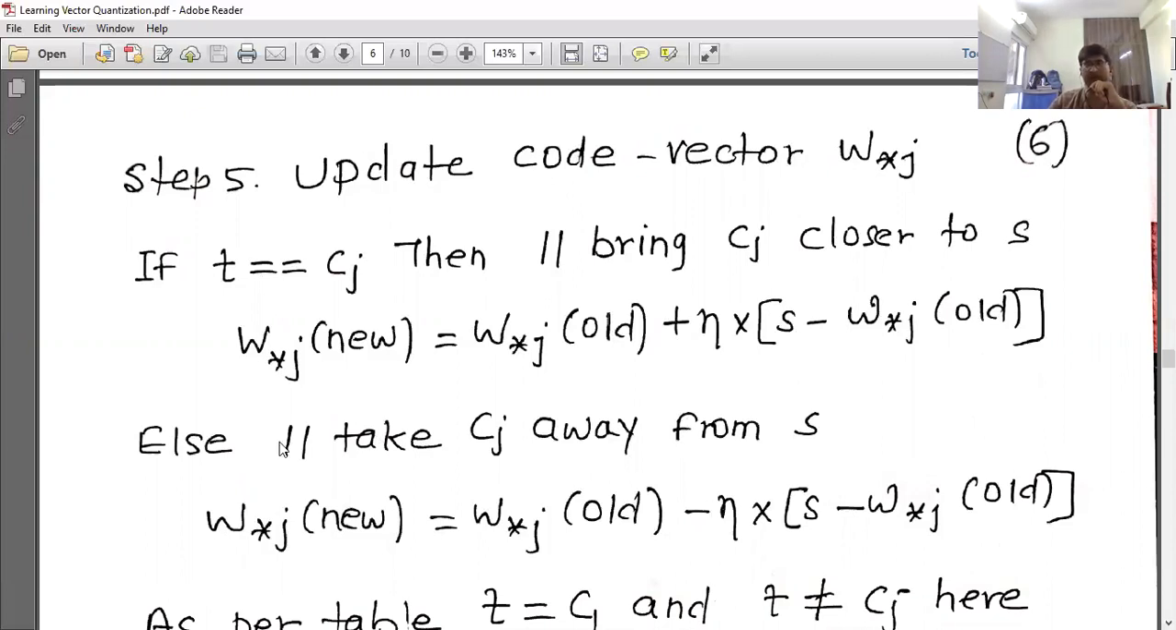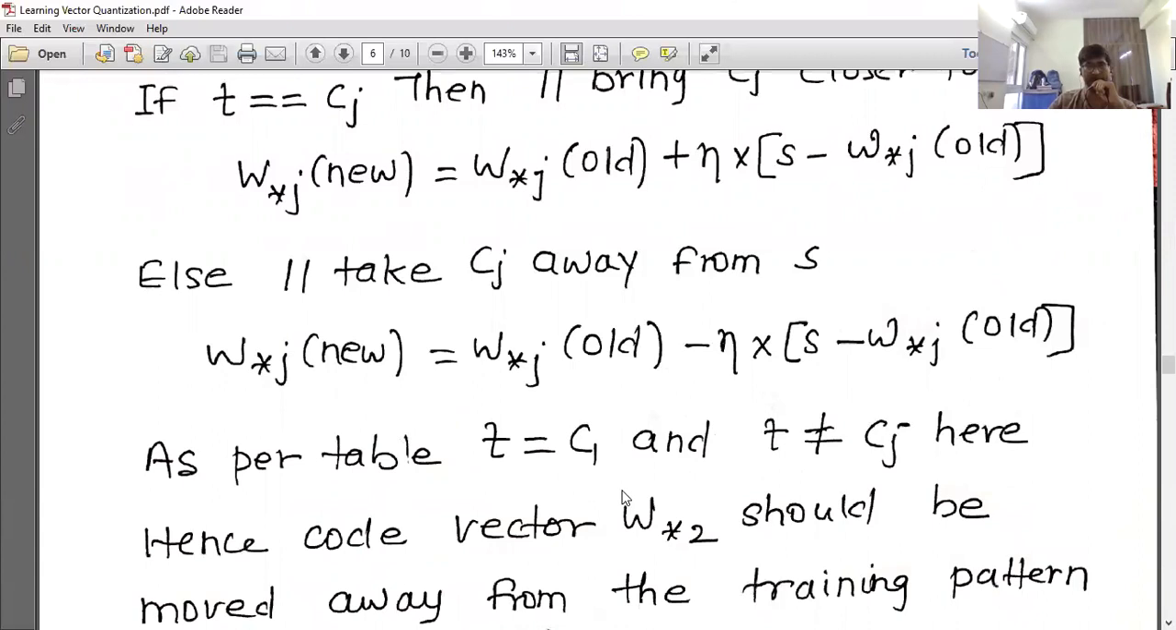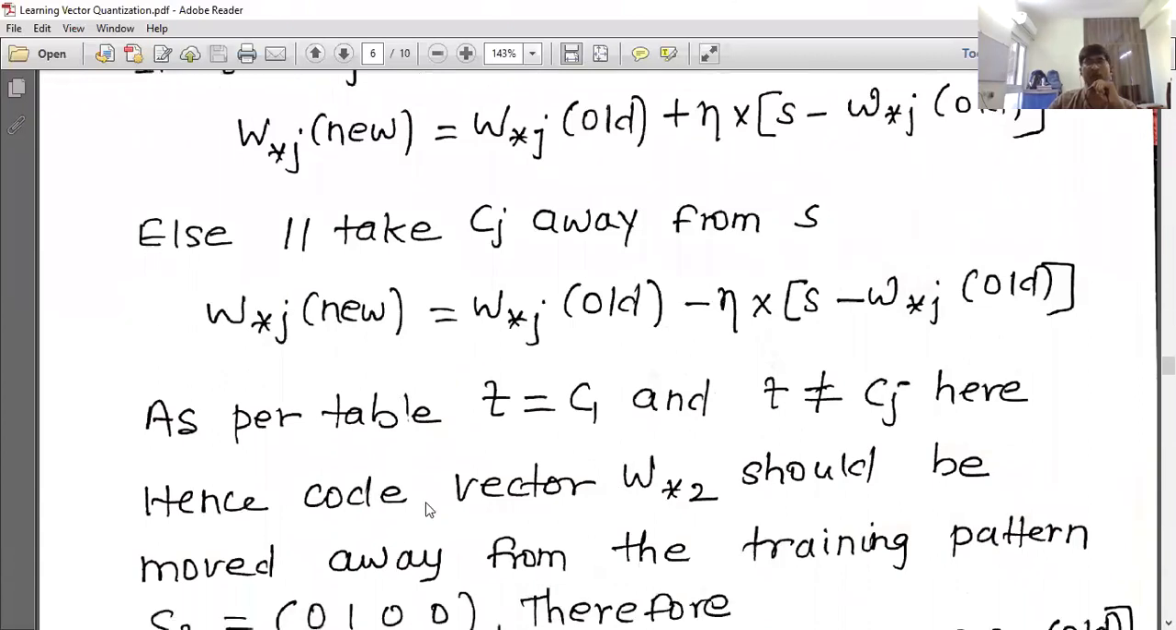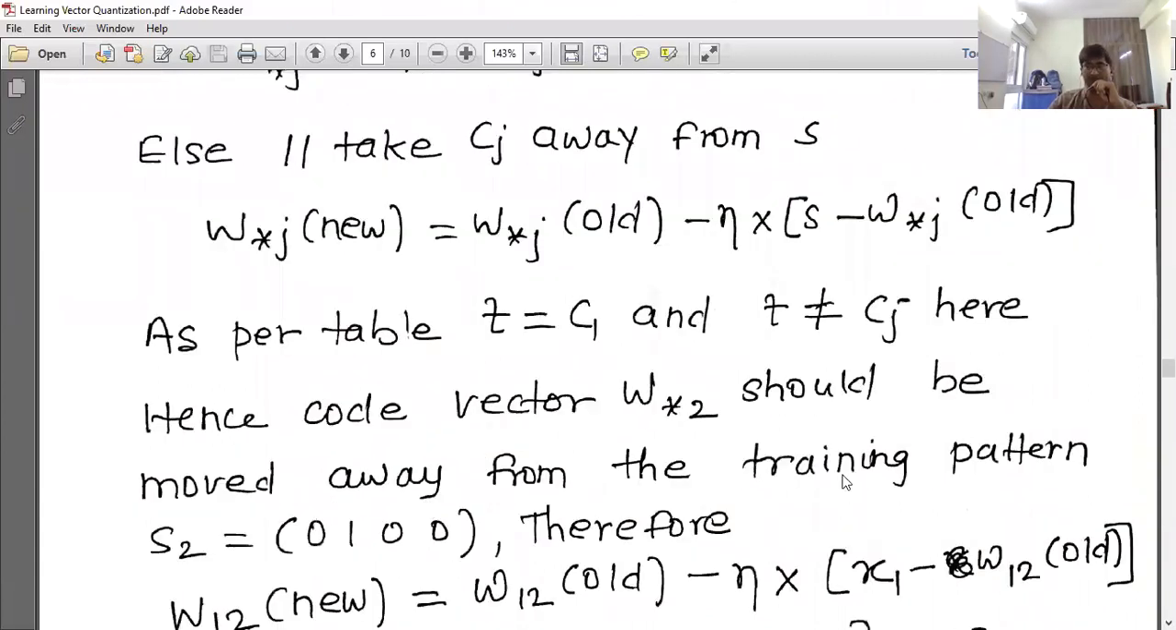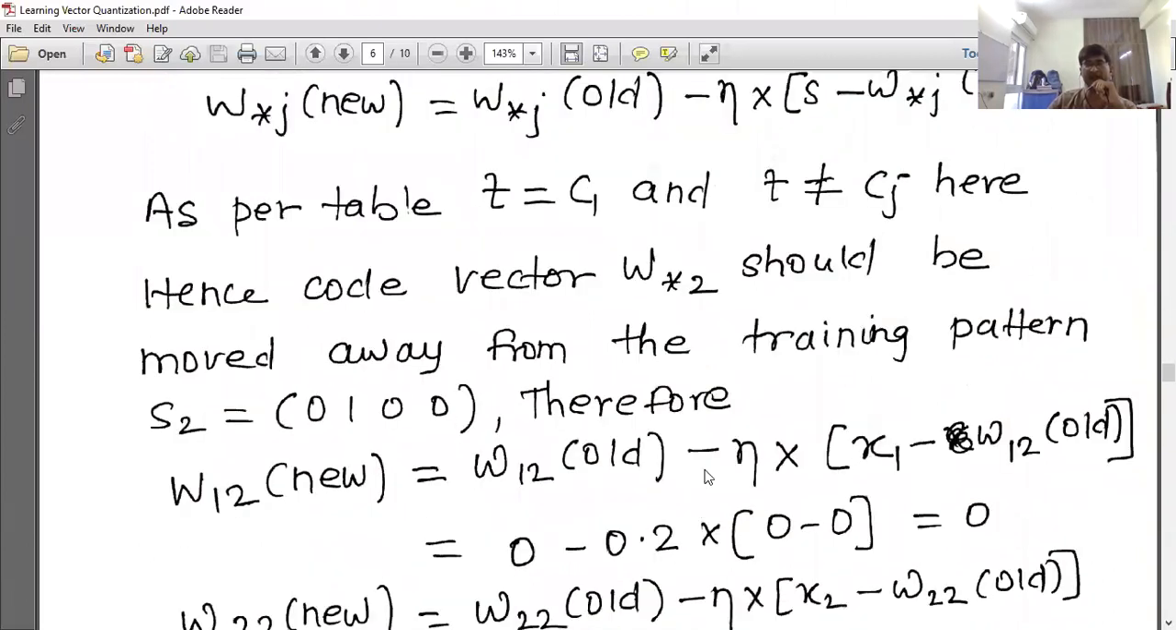So in our example, since T was corresponding to the S2 vector, the designated cluster was C1, isn't it? But we have declared C2 as the winner. So in this case, the if condition is not going to be satisfied, we have to move to the else condition, isn't it? Because both the values are not the same. So hence the code vector should be moved away from the training pattern, right? So corresponding to S2, what we have done is we have taken this formula.